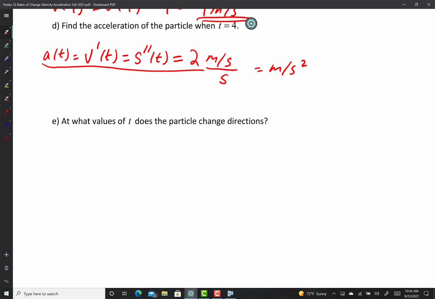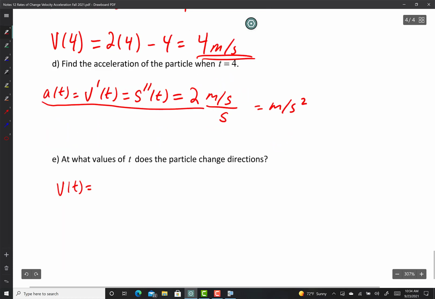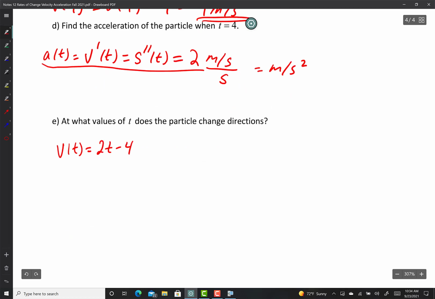At what values of t does the particle change directions? Okay, direction, we're talking about a vector now. So we need to be looking specifically at what? When it crosses 0. Well, when what crosses 0? Velocity. So I need to be looking at the velocity graph. Yes or no? Yes. So what is my velocity equation? 2t minus 4. So I'm going to set this equal to 0. And I'm going to solve. 2t equals 4. T equals 2.